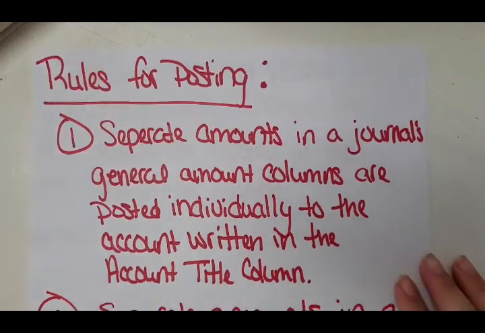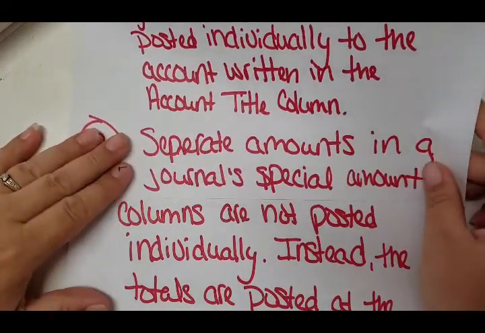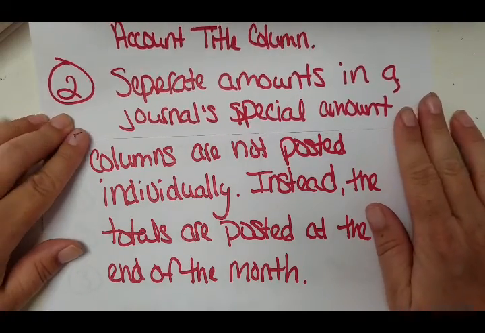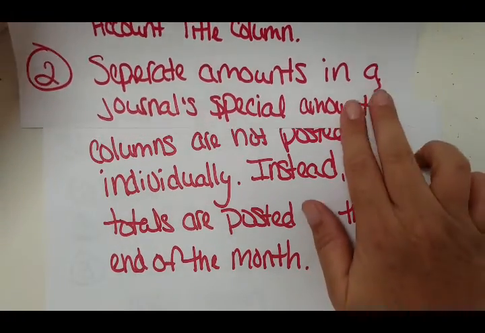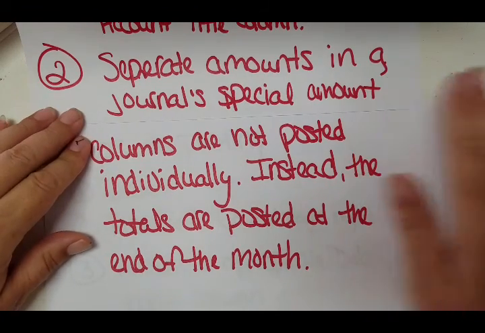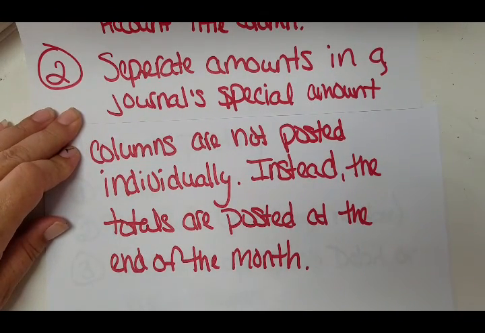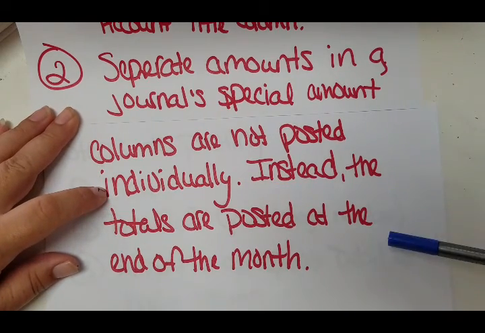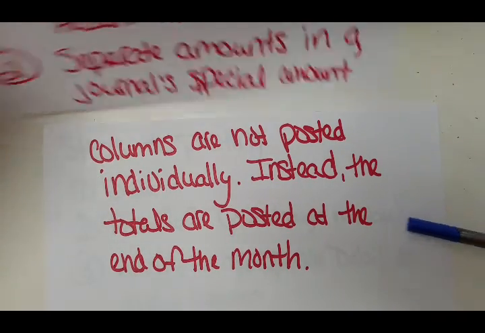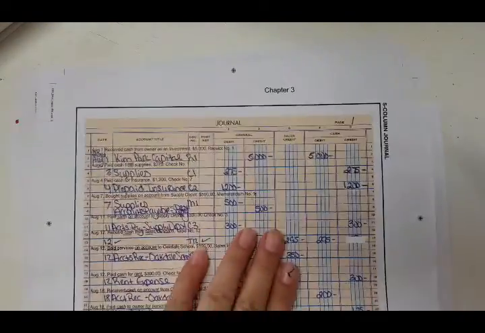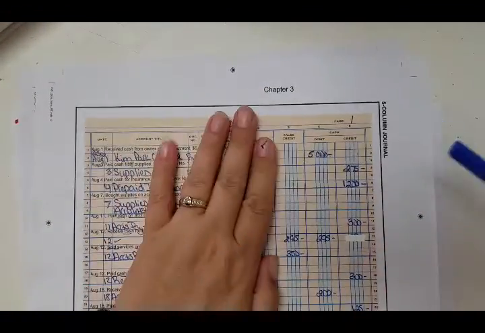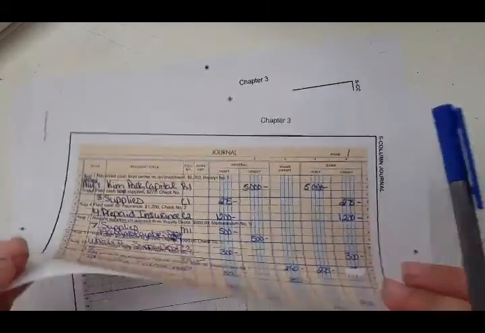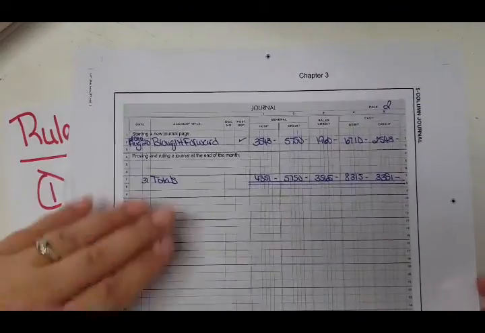Next, rule number 2. Says that separate amounts in a journal's special amount columns are not posted individually. Instead, the totals are posted at the end of the month. So now we're going to ignore all of this side because we already did it, and it's the end of the month, which was actually on this page, okay?